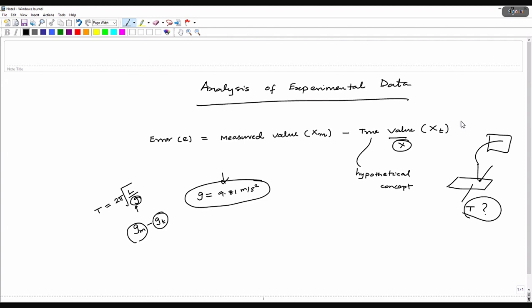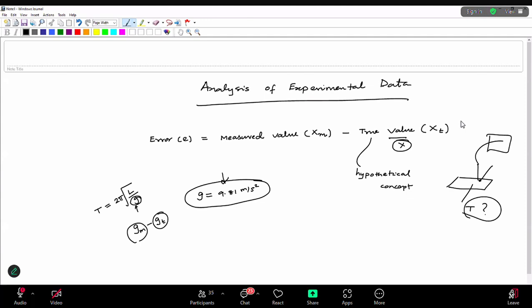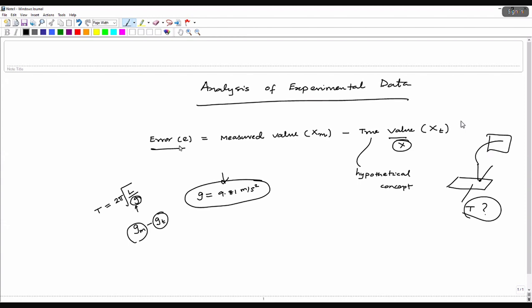So we will come to another parameter, which is known as uncertainty, a while from now. But for now, you should understand that error in the measurement is a hypothetical concept.